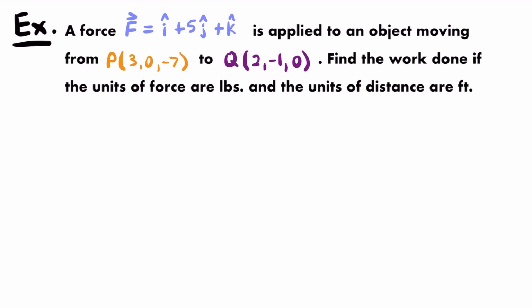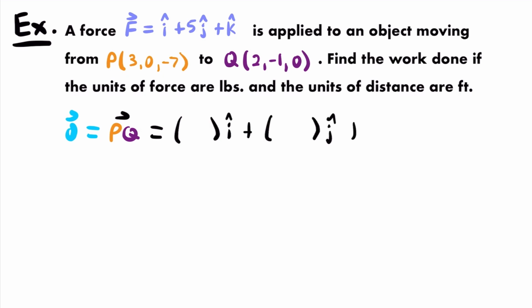Okay, so let's start by finding that our distance vector will be equal to vector PQ, and that vector will be equal to some x component times i plus some y component times j plus some z component times k.